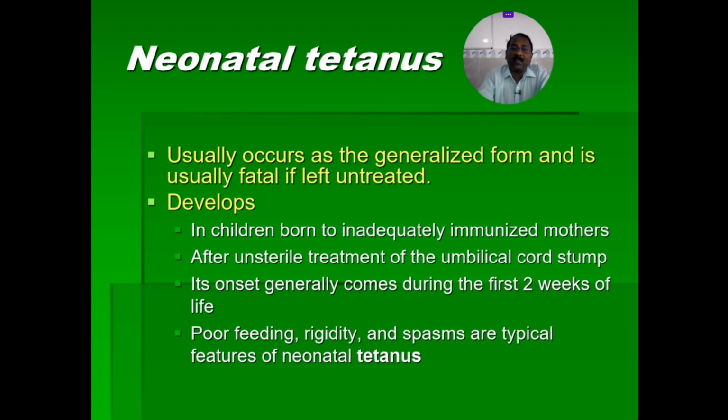Its onset generally comes during the first 2 weeks of life. Poor feeding, rigidity, and spasms are the typical features of neonatal tetanus. So in the neonate, poor feeding, rigidity, and spasms, you have to suspect neonatal tetanus because of this unsterile treatment of the umbilical cord stump.